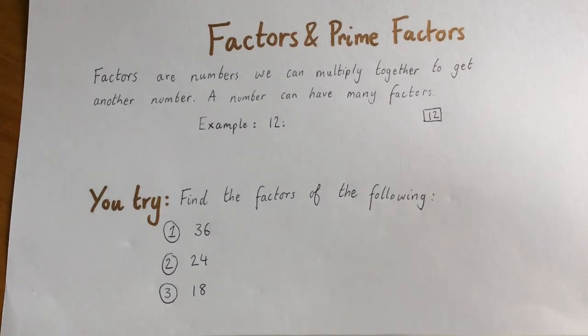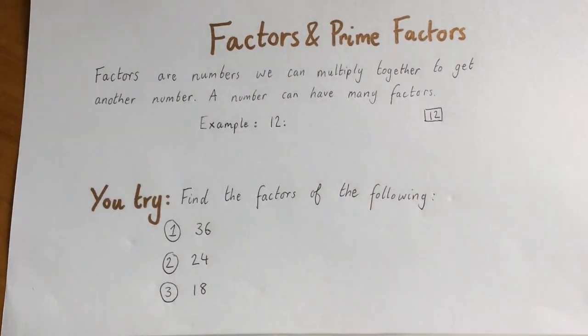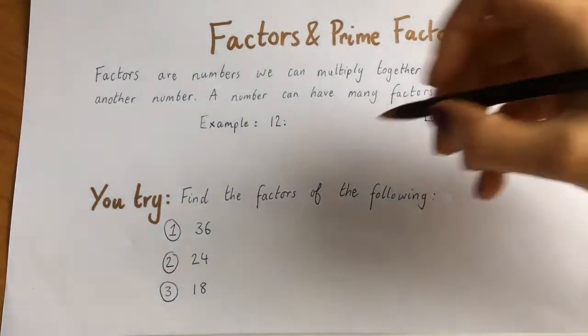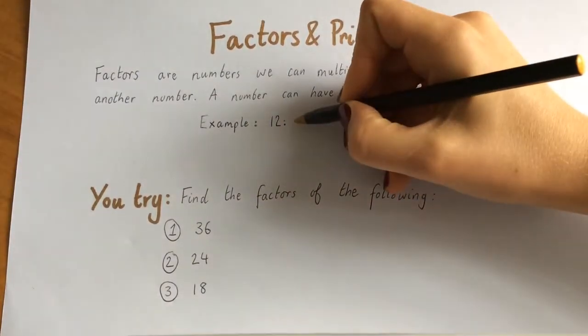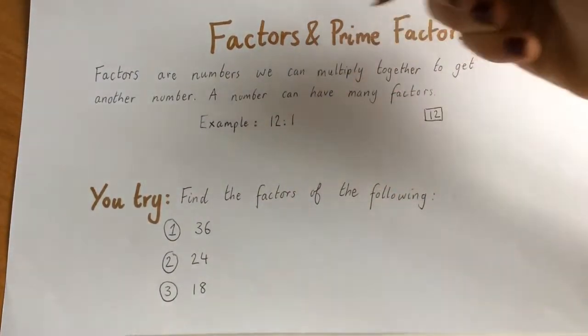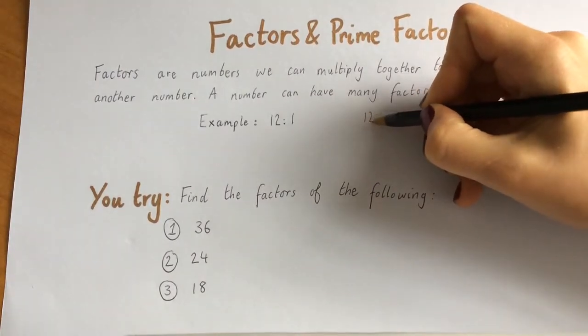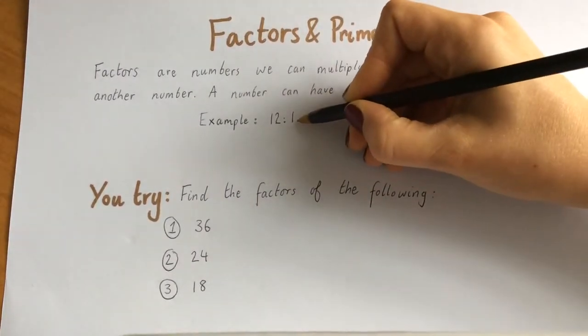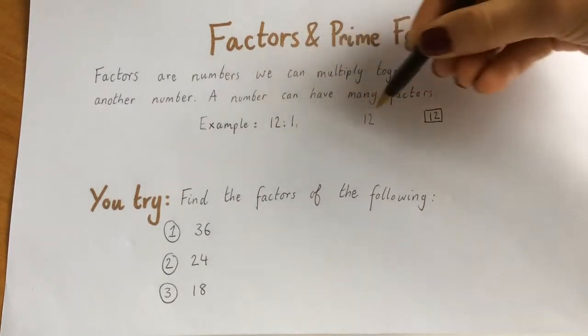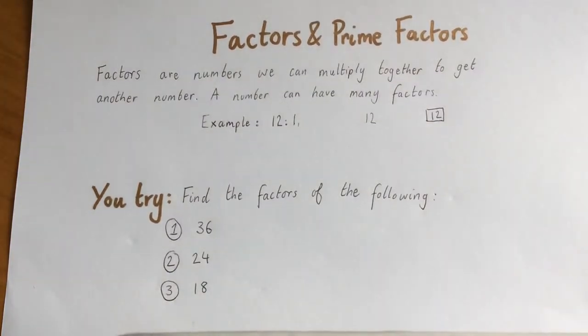So the first thing I'm going to think about is what two numbers might multiply together to equal 12. And the first one that comes to my mind is 1. So 1 times 12 equals 12. So they would be kind of factor buddies. And then I go to the next number up from 1, 2.